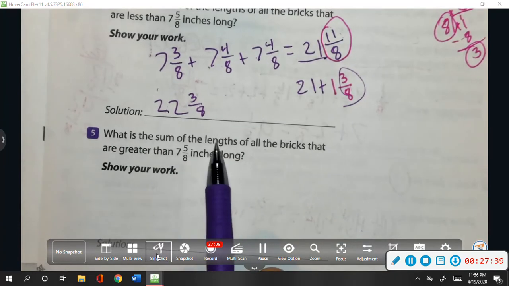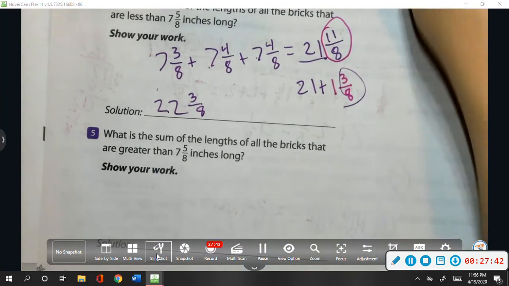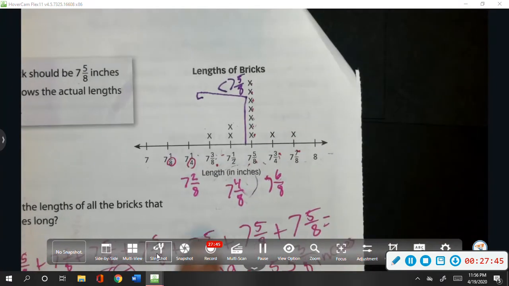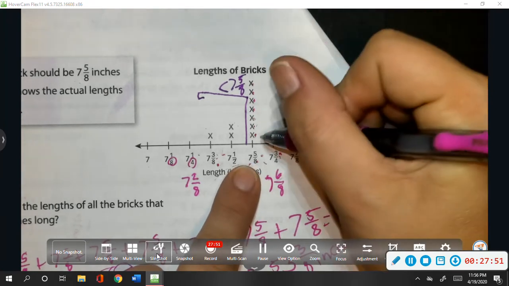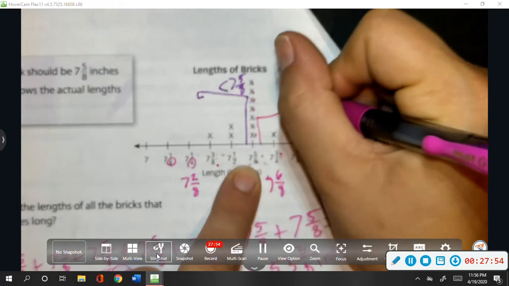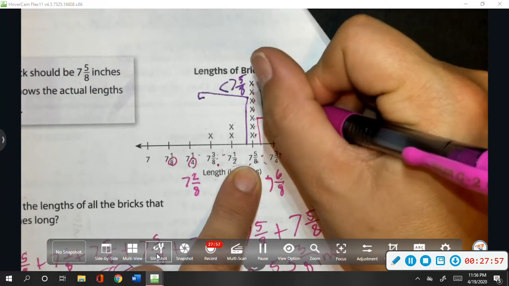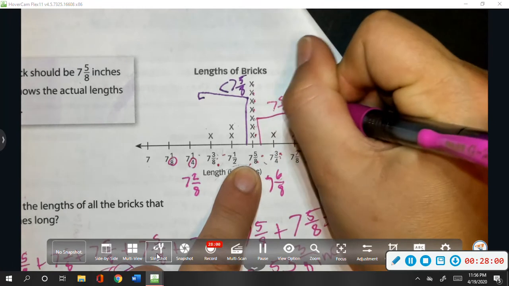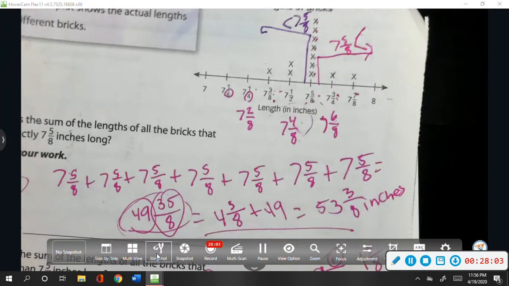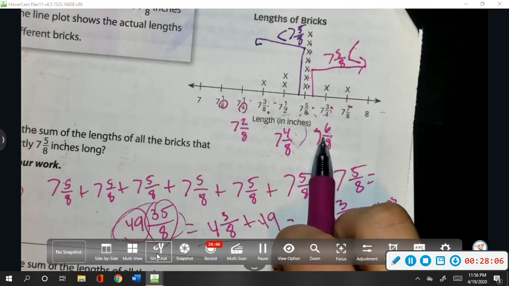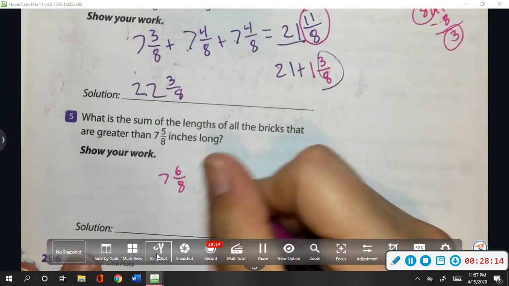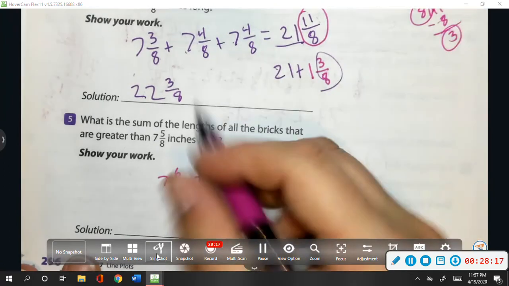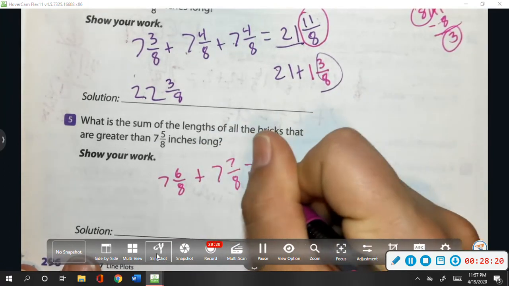Number 5, what is the sum of the lengths of all the bricks that are greater than 7 5/8 long? So we're going back up to our line plot. This time we're looking for bricks that are bigger than 7 5/8. So we're going this way because we want our bricks to be larger than 7 5/8. They need to be larger. And we have 1 brick that is 7 6/8 and 1 brick that is 7 7/8. So we have 7 6/8 plus the other brick was 7 7/8.